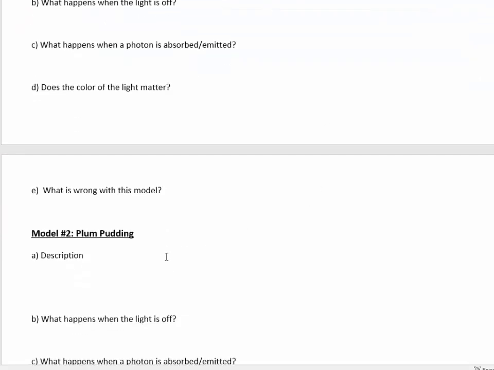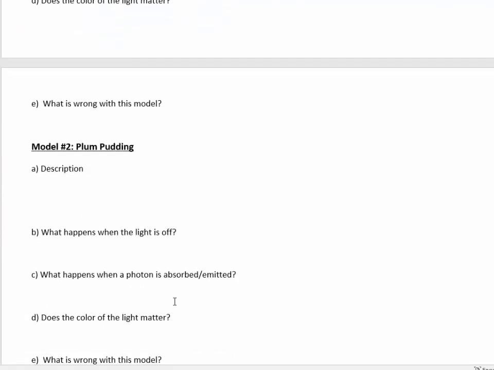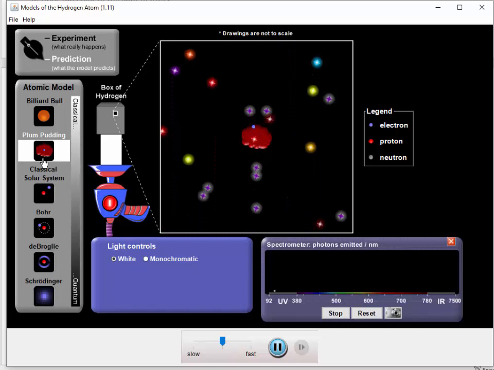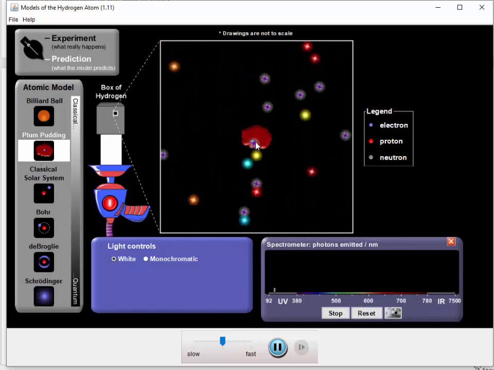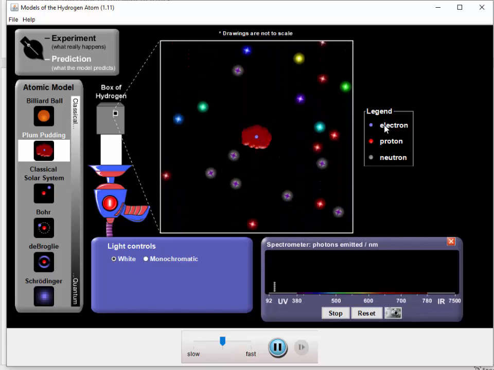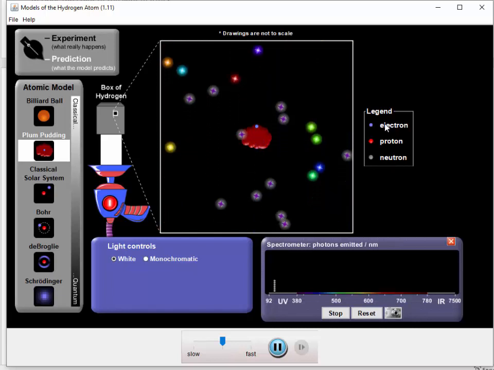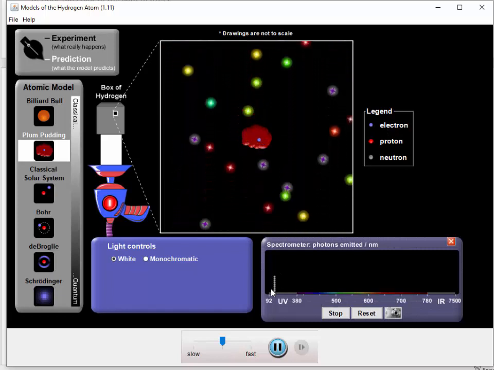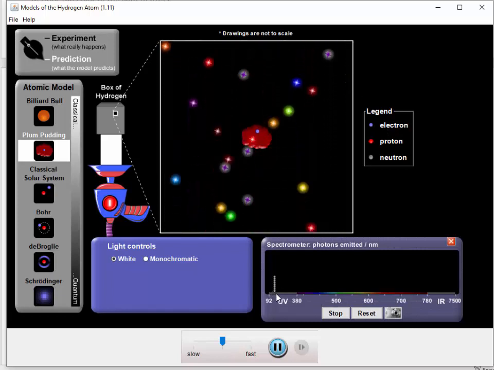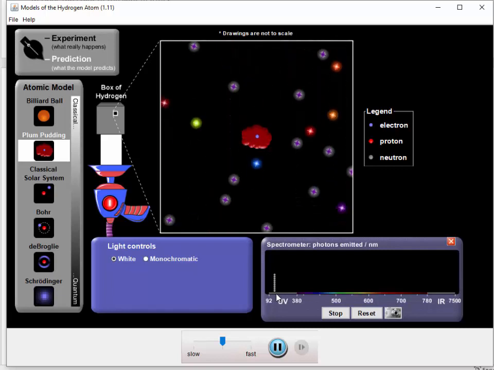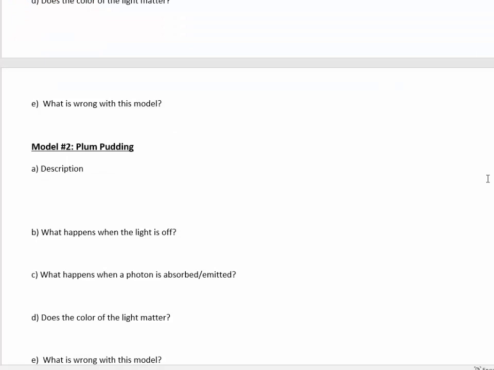So what we're going to then do is take a look at J.J. Thomson's plum pudding model. And this one right here is going to look like this, and pay attention to what happens when light interacts with the atom. You see the proton, we don't really see neutrons, and you see the electron, and you can kind of see that only one color comes off of this atom of hydrogen, and we know that's not what happens.